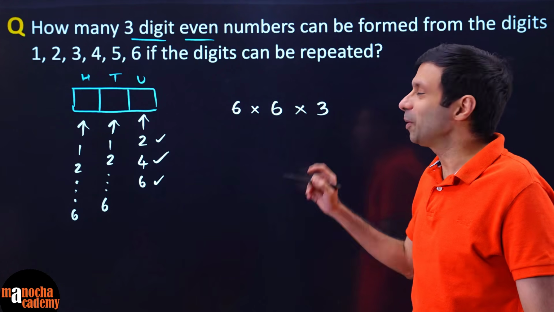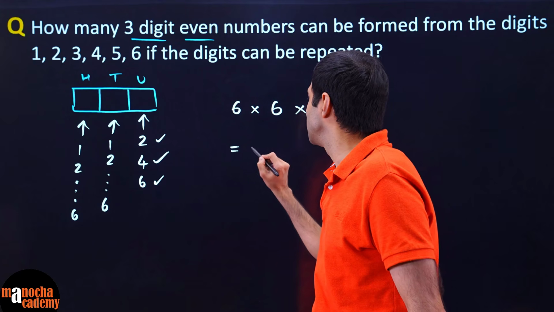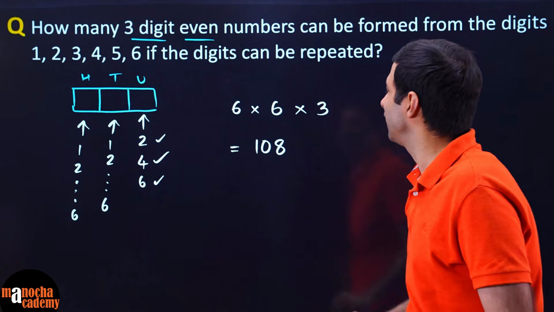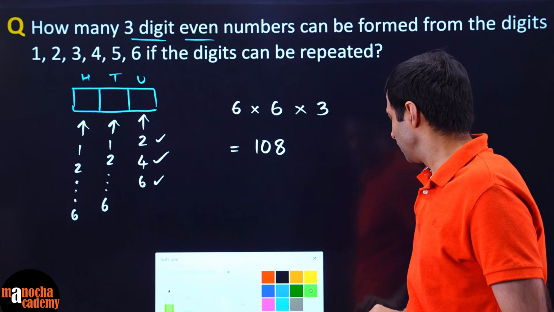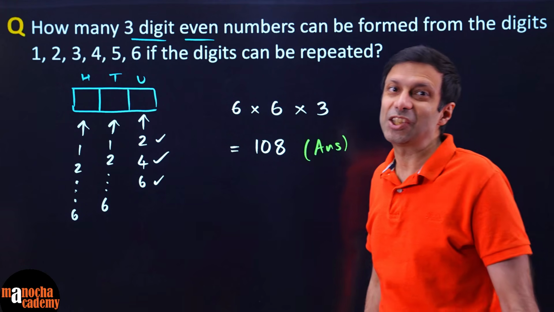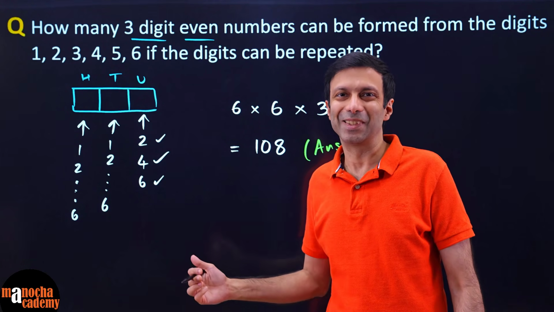So if you go ahead and multiply these numbers, what will you get? You will see the final answer is 36 times 3, which is 108 numbers. So this is our final answer over here. 108 such 3-digit even numbers can be formed.